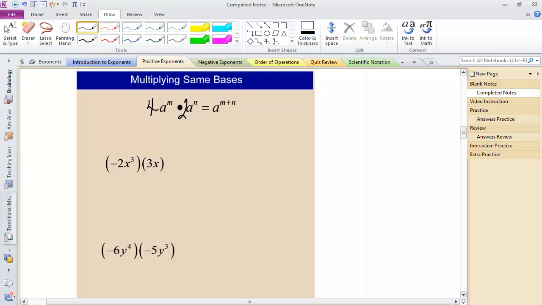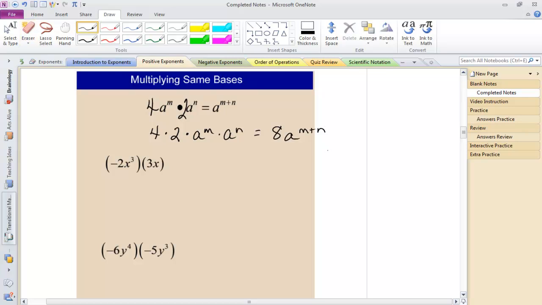So if I had 4a to the m power times 2a to the n power, what I'm going to do is I'm going to multiply the 4 times the 2, and I'm going to multiply the a to the m times the a to the n. In other words, I'm going to use my commutative property of multiplication, which allows me to multiply things in whatever order I want to multiply them in, as long as I have all multiplication. So 4 times 2 is 8. And then we have a to the m plus n.